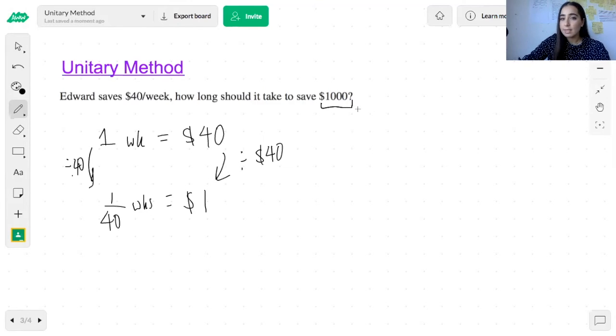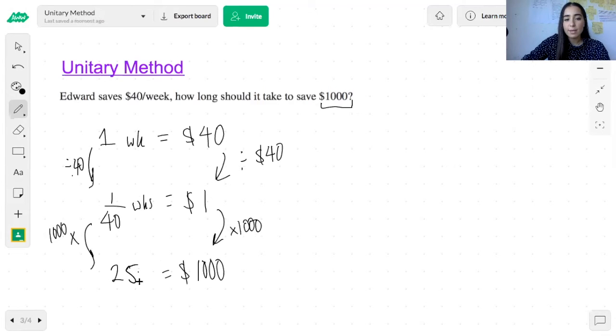So to see how long it takes for him to save $1,000, you take $1 and you multiply it by 1,000 to give you $1,000. What you do to one side, you do to the other side. So we're going to multiply this by 1,000 as well. So that gives us 25 weeks. And so that's how long it's going to take for him to save $1,000. That's it. That's how you do it using the unitary method. So what you want to do is you want to make sure that you're reducing it to 1 unit in terms of what you're given.